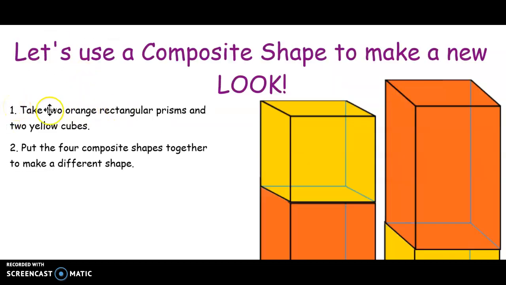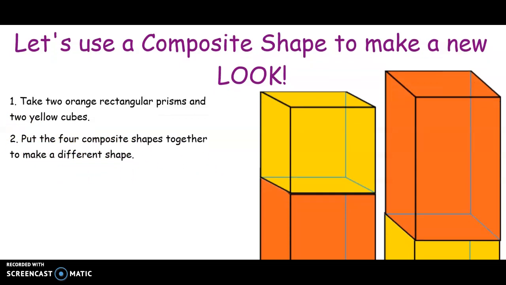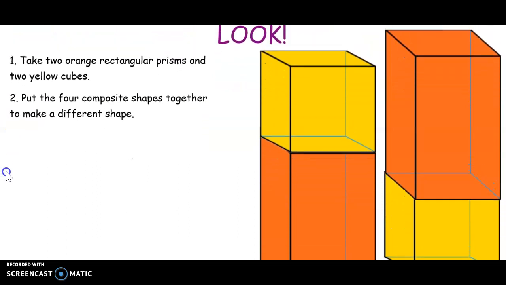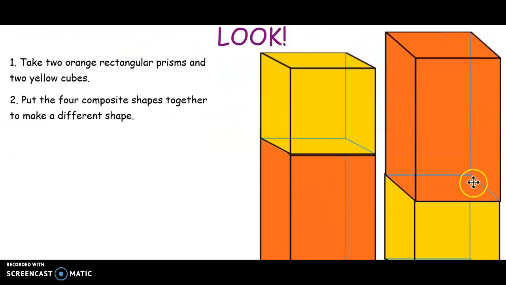Okay, you can take your two orange rectangular prisms and two yellow cubes, put the 4 composite shapes together to make a different shape. We'll be practicing this a little bit more later as well. You could put the 2 rectangular prisms together, you could put the 2 cubes together, you could stack them side by side to make a new shape. So why don't you take some time to use your three-dimensional shapes and make new figures.